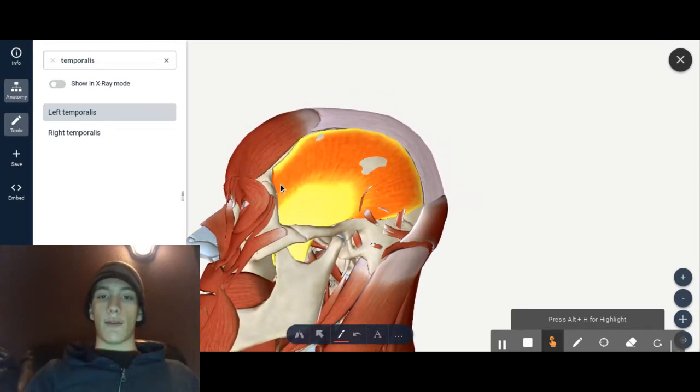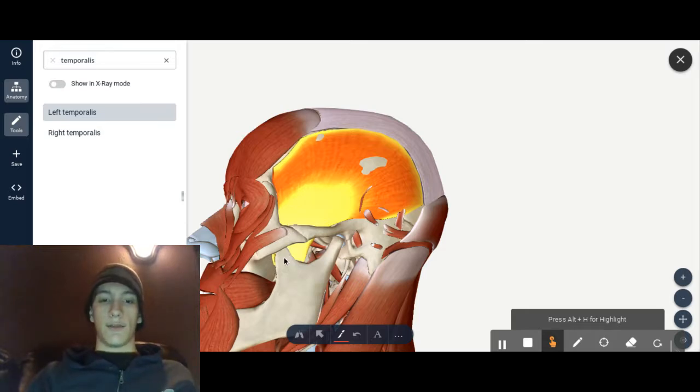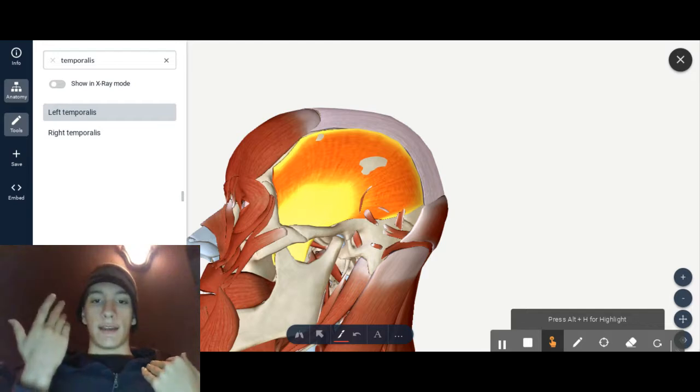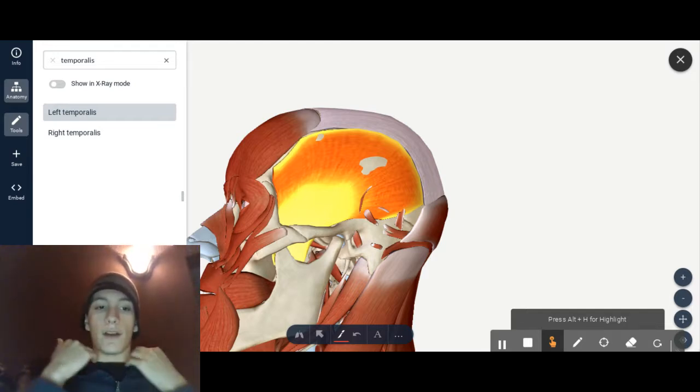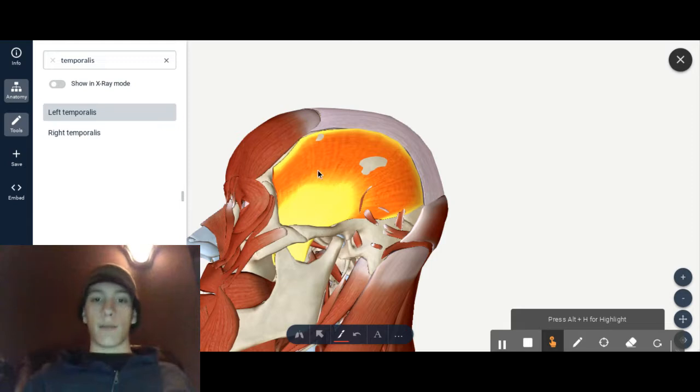So the temporalis's origin and major attachment point is all along the temporal bone. That's this plate on your skull. If you need more information for your temporal bone, check out my video. It attaches to the coronoid process on your mandible, and what both the masseter and the temporalis do is elevate your mandible, or close your mouth like this. And when you clench your jaw, they're the muscles that suddenly bulge out on the side and up here. Temporalis is clearly up here.